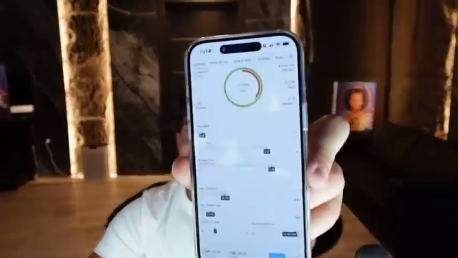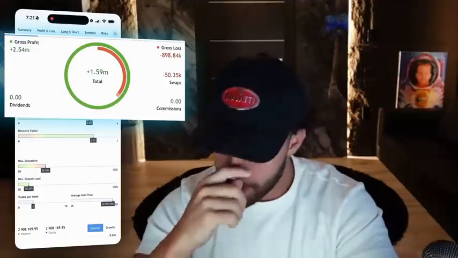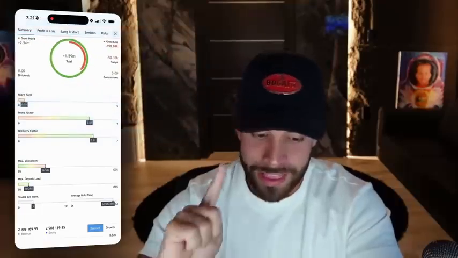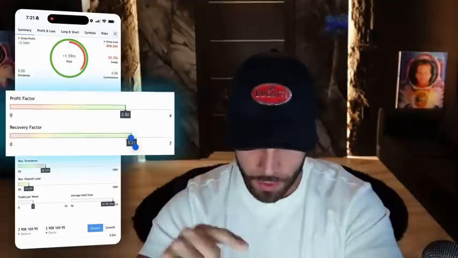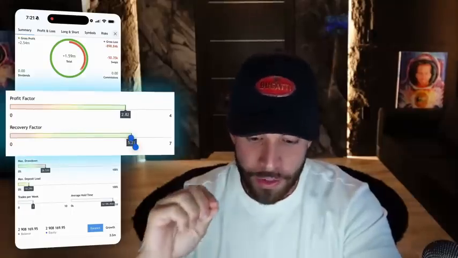I have made $1.6 million in the last 4 months of trading, and this is what it looks like. I have in gross profit $2.5 million, and I just took a pretty big loss, so that's why my gross loss is about $894,000, and I have about $50,000 in swaps. The most important thing when it comes to this exact P&L right here is going to be this recovery factor, because I have a 5 recovery factor.